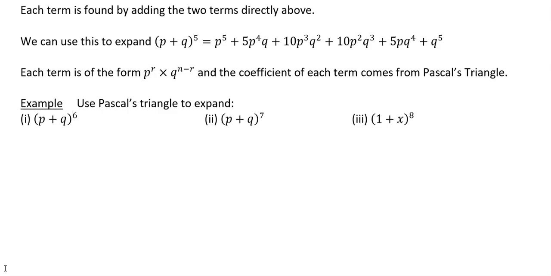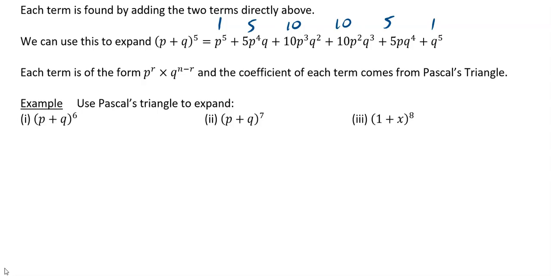We're going to look now at how we can use this to expand terms. So the last one we looked at was our p plus q to the power 5. So it was p plus q to the power 5, the coefficients were 1, 5, 10, 10, 5, and 1. Okay, the Pascal's triangle gets you the coefficient, and that is it. So we have to understand what is going on next.